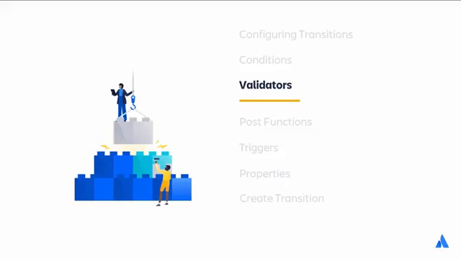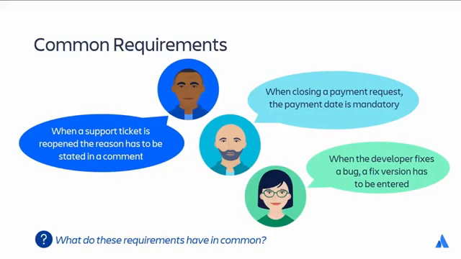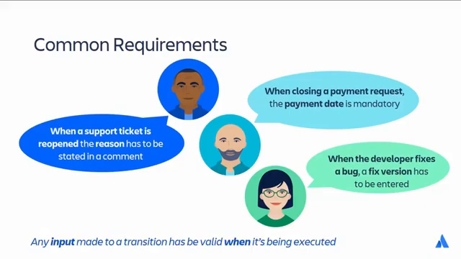Validators are next. What do these requirements have in common? When a support ticket is reopened, the reason has to be stated in a comment. When closing a payment request, the payment data is mandatory. When the developer fixes a bug, a fix version has to be entered. Let's take a look at the answer. All of these requirements define input that must be made during the workflow transition.